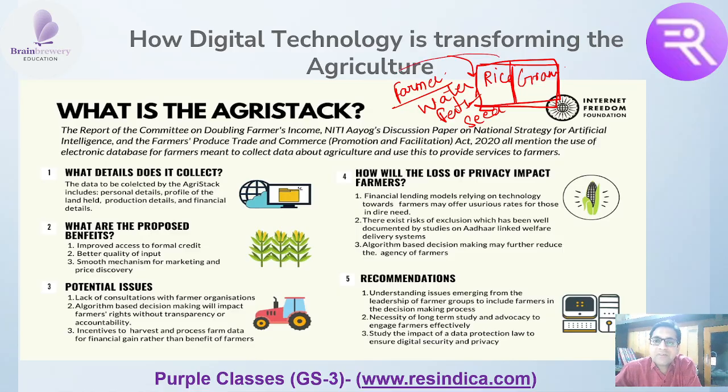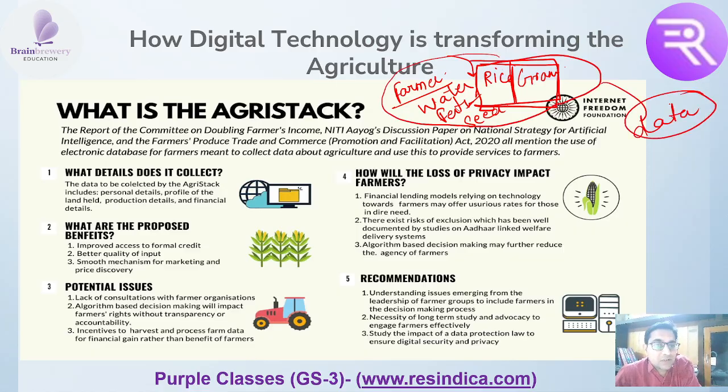So your data will be fed into a certain server. The data will be collected by AgriStack, including your personal details, profile, how much land you have, the production details, financial details, everything will be stored over there. This AgriStack has been a concept since NITI Aayog said that we wanted to double the farmer's income, which is also a government motto, a government target.